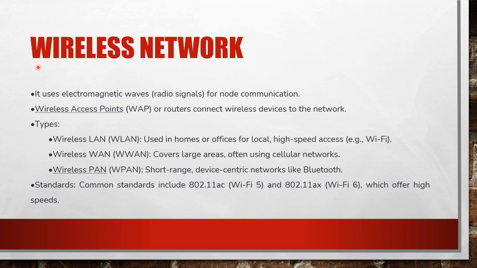And of course, for characterizing this wireless network, it uses electromagnetic waves, which are nothing but radio signals, which have a longer range of connectivity and communication ability. Wireless access points, termed WAP, or router-connected wireless devices are the two kinds of representations. Its types include wireless LAN, wireless WAN, and of course wireless PAN. PAN is the personal area network, which is very short range and uses Bluetooth for communication establishment.